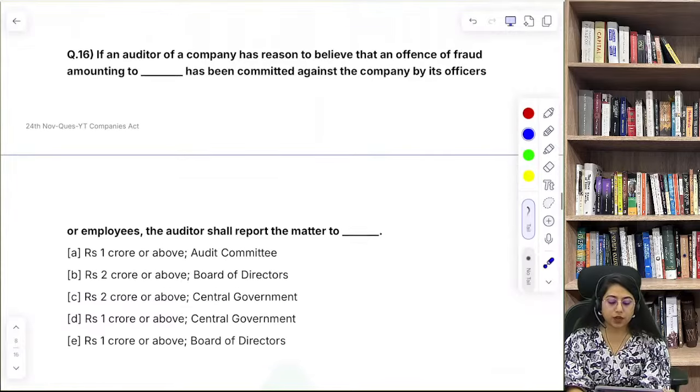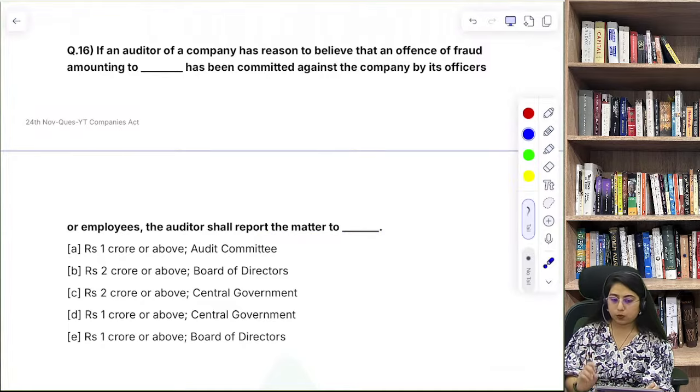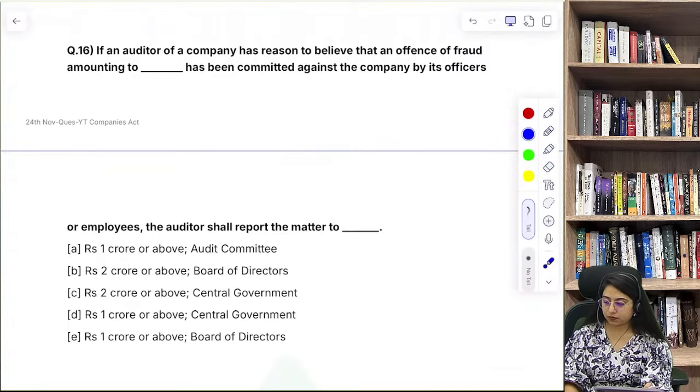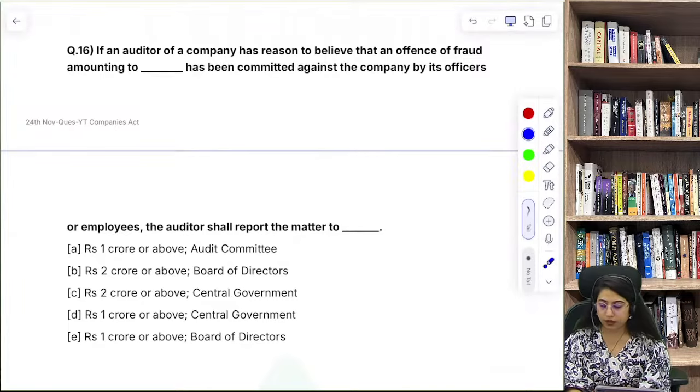If an auditor of a company has reason to believe that an offense of fraud amounting to how much has been committed against the company by its officers or employees, the auditor shall report the matter to who? Question number 16, everyone. Very easy question. If you know the one answer over here, for example, the right answer over here is 16 ka D. Absolutely correct.